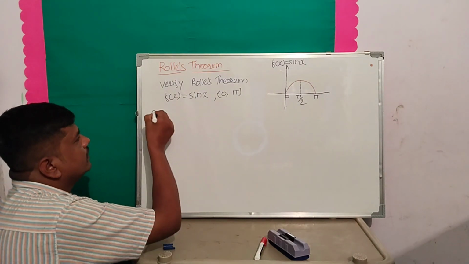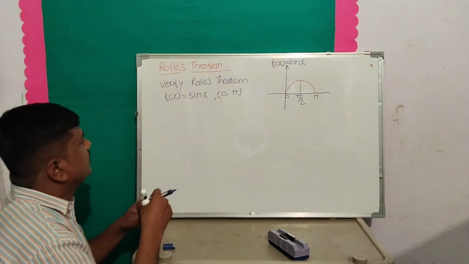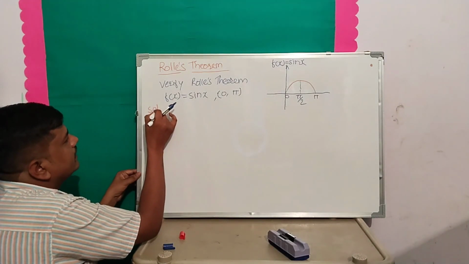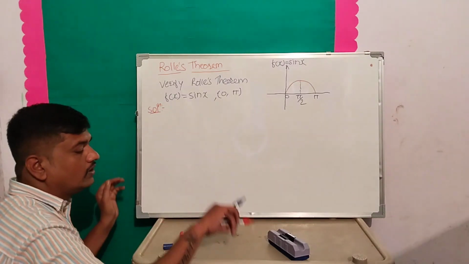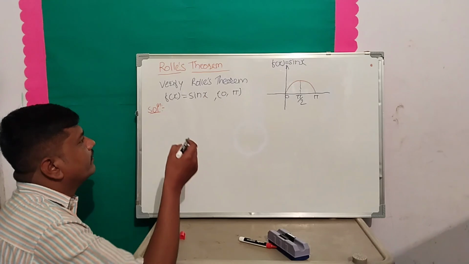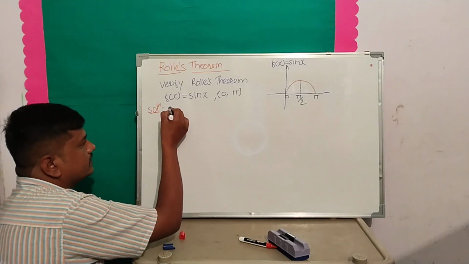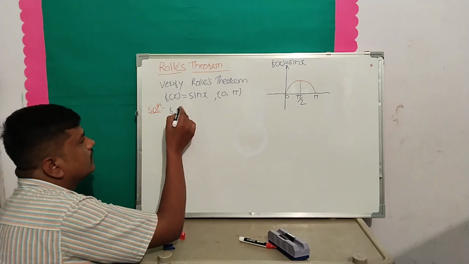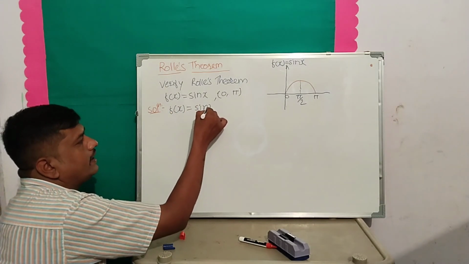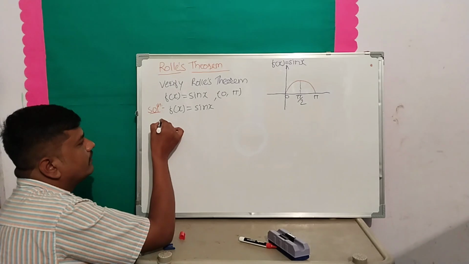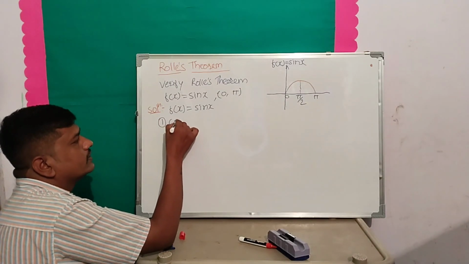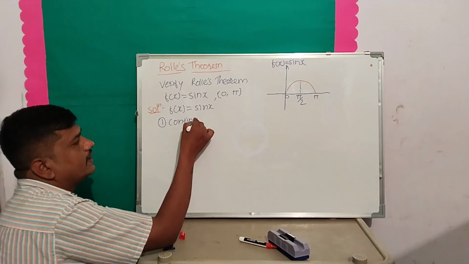Now to solve this, to verify this Rolle's mean value theorem, first thing we need is to check whether the given function satisfies the Rolle's conditions. So here f of x is equal to sine x is given, and the very first condition is what? To check whether the given function is continuous. So the continuity is the first condition.